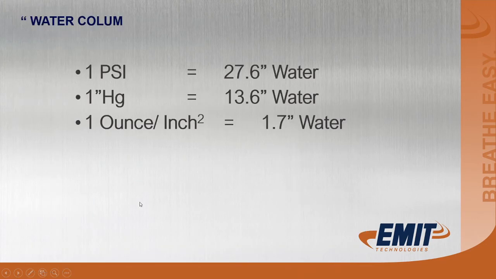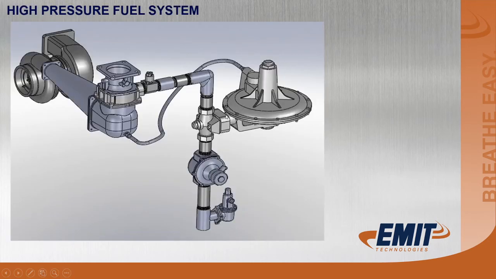Okay, to tell you how light water column is, 1 psi is 27.6 inches of water, or excuse me, 1 inch of mercury is 13.6 inches of water, and 1 ounce is 1.7 inches of water. Always make sure if you're using a gauge, you're using inches of water column. The ratio isn't very accurate. It'll be really hard to read on an ounce gauge, say 5 inches of water column. You're only going to be a little over 3 ounces, which is difficult to read on the gauge.